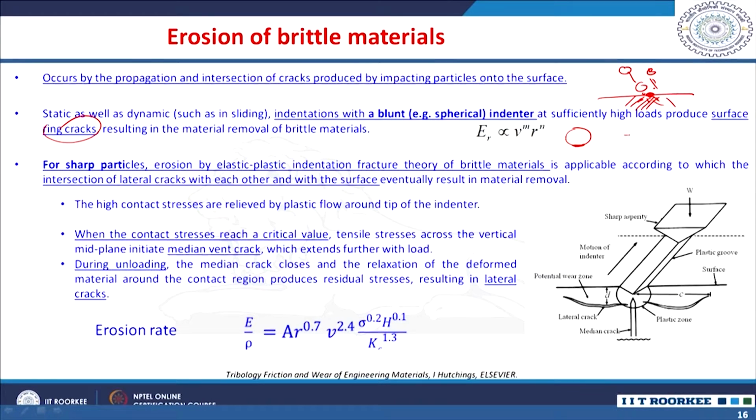So, actually that will lead to a conical cracking. Whereas in a sharp crack, that means a particle with sharp edges, that will lead to a cracking, and this cracking is generally radial median or the sharp cracking. For sharp particles, erosion by elastic plastic indentation fracture theory of brittle materials is applicable.